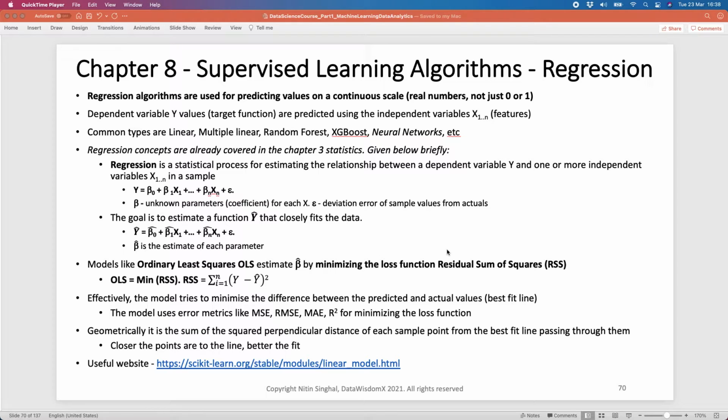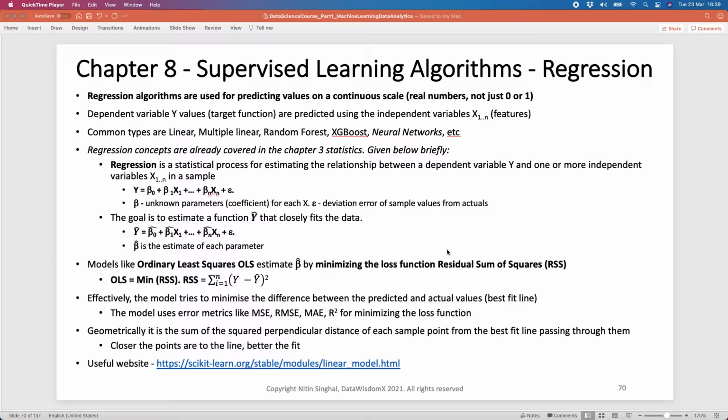We'll use to calculate the estimates for beta hat, and for minimizing the error, the ordinary least squares algorithm. So again, this is something we covered in the regression part of the statistics chapter. What it does is estimate beta hat by minimizing the loss function, the residual sum of squares. So basically OLS is the minimization of the RSS, which is the residual sum of squares.